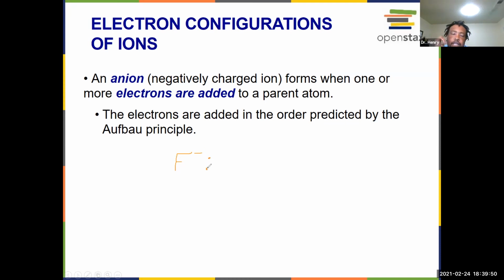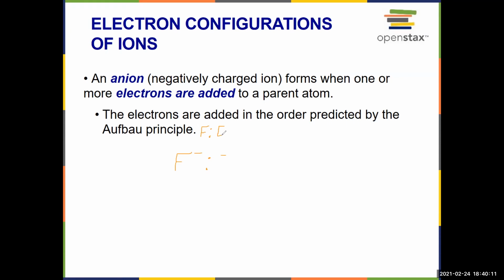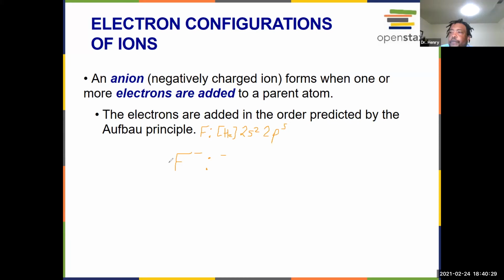So in this case, we have 2 ways of writing this. One way would be, so what does fluorine look like? What is the electron configuration for fluorine? Helium in brackets, 2s2, 2p5. Okay, so what about F minus?